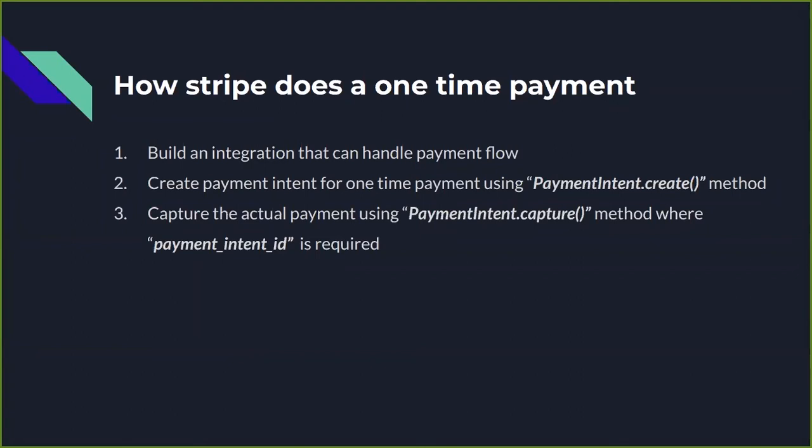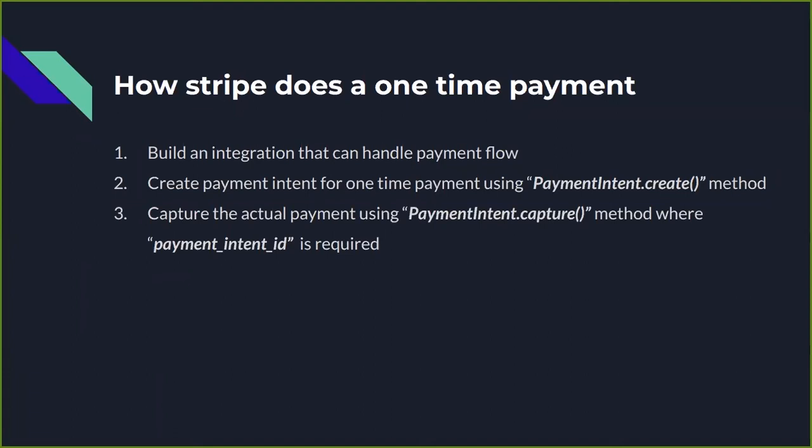Create the payment intent for one-time payment using the paymentIntent.create method. If we want to create one-time payments, we use the paymentIntent.create method. As I already told you, payment intent accepts different parameters. One of the main parameters is confirm equals true. While creating the one-time payment, if we set confirm equals true, it means that we are creating and confirming the payment in the same call.